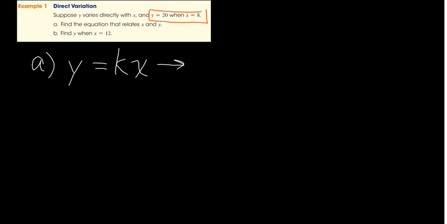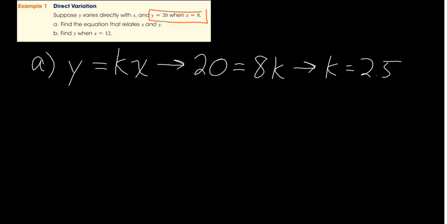We're going to substitute 20 in for y. That's equal to 8 in for x, so we're just going to put 8k there, right? And so this means if I solve for k, I end up with k is equal to 2.5. I just divide both sides by 8, so k is equal to 2.5. So this tells me what my k is.